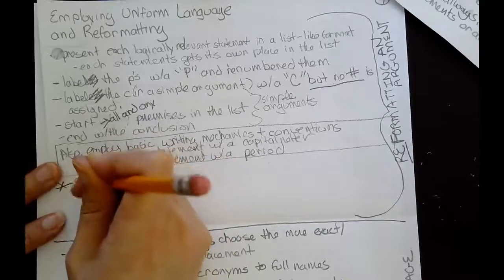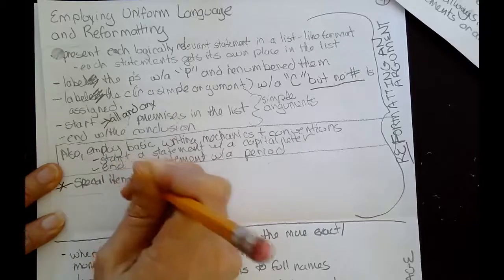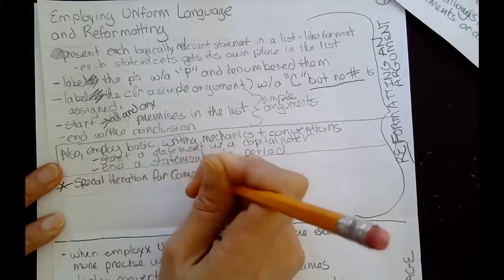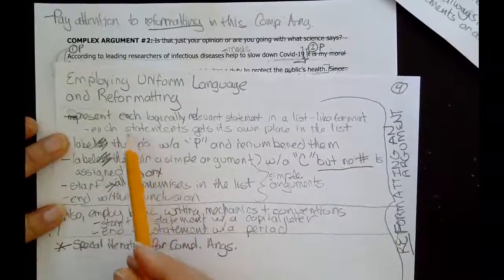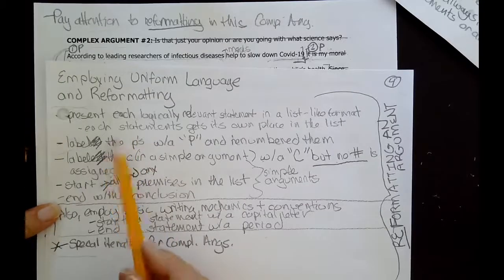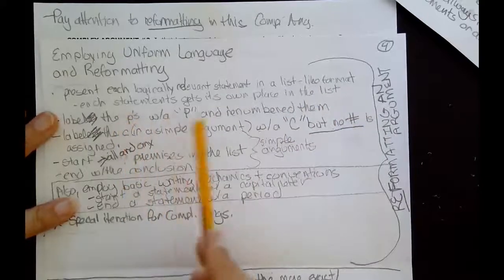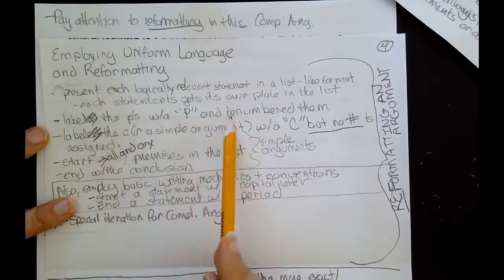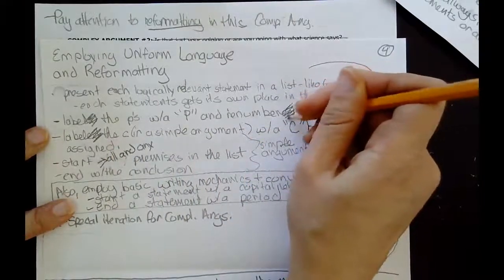Special iteration for complex arguments. Okay, so generally, whether you have a simple argument or a complex argument, you still present each logically relevant statement in a list-like format. Each statement still gets its own place in the list. You still label the premises with a P and renumber them. Oh, so here I have renumbered. I should just have renumbered them.